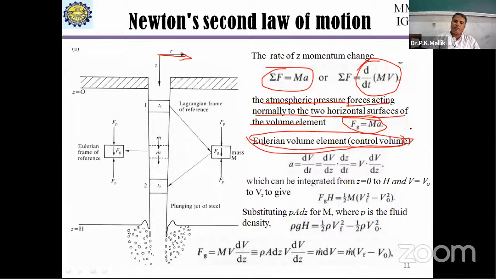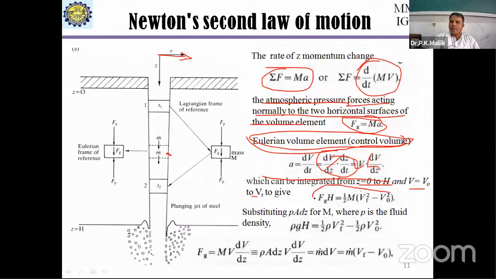In the control volume approach, you have to find the acceleration, dv by dt. Again, by partial integration, you can convert it to del v by del z into del z by del t. So this becomes velocity into del v by del z, which is then integrated from position 0 to h, the height, and v from v0 to v. Here v0 is the velocity at the center and v is the velocity near the wall of the tube or jet.